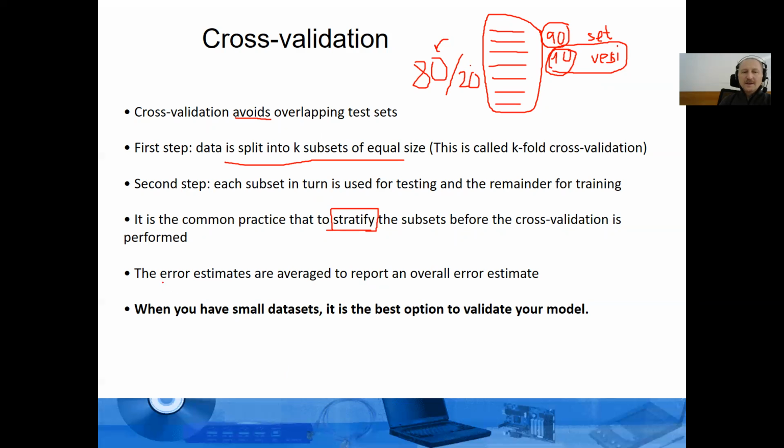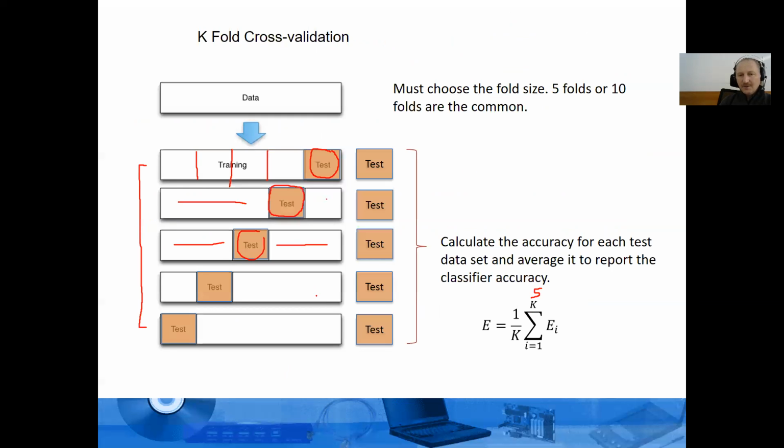So when you want to report the estimated error, you should average. Why? You should average because you do this process of training and testing 5 times in this example. This means you get 5 accuracy scores, and then you should sum all of them and take the average to report it.